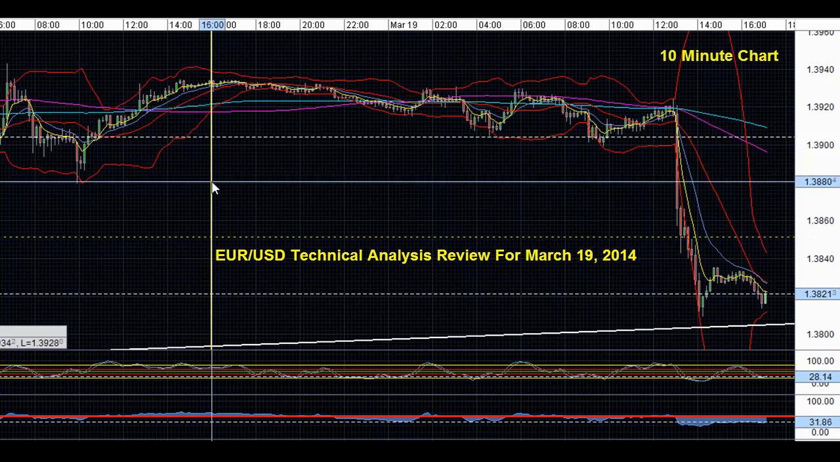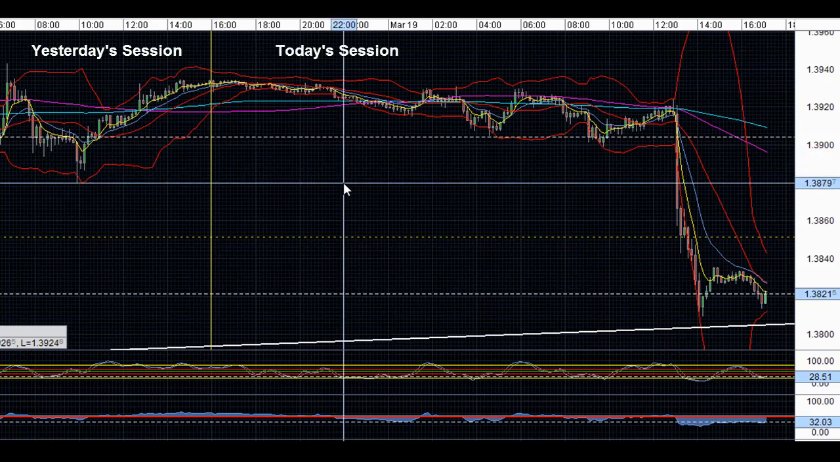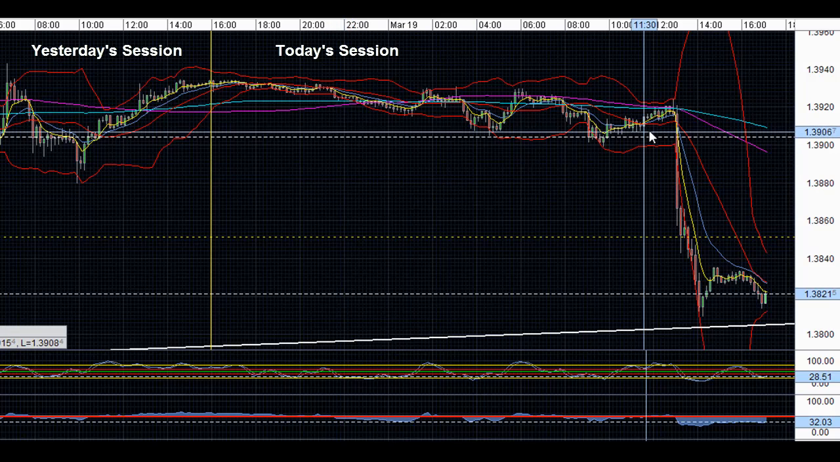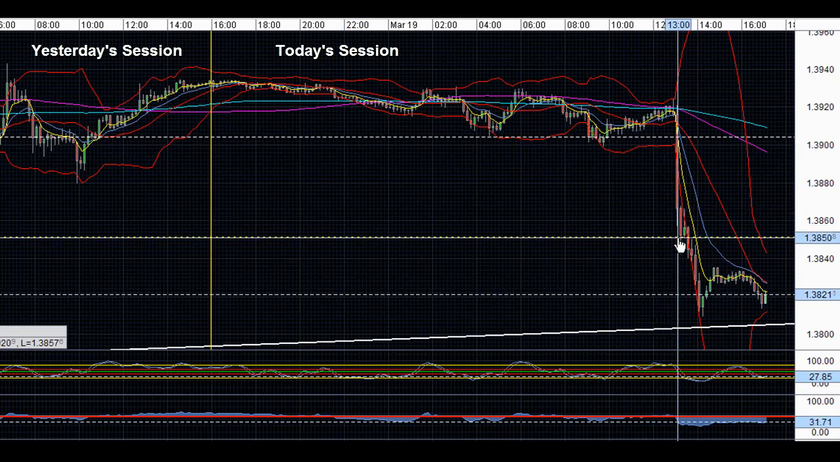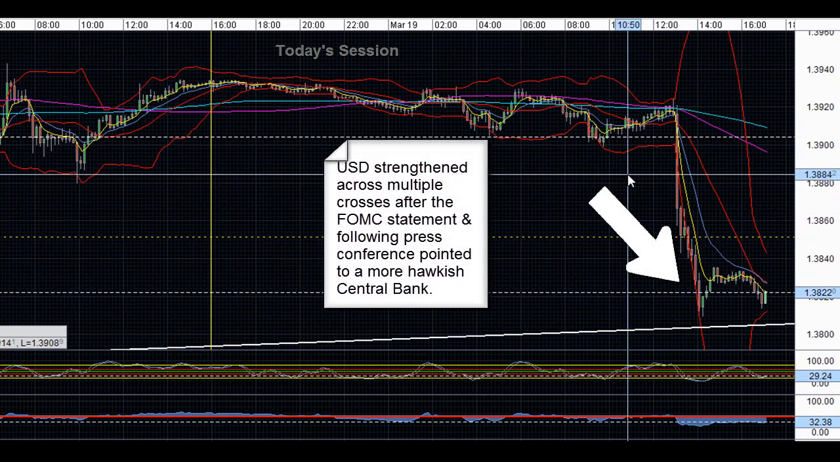This yellow vertical line here divides yesterday's trading session from today's trading session, and as you can see, the dollar was the primary mover for today and strengthened across multiple asset classes as the Fed took a slightly more hawkish position regarding their forward guidance.